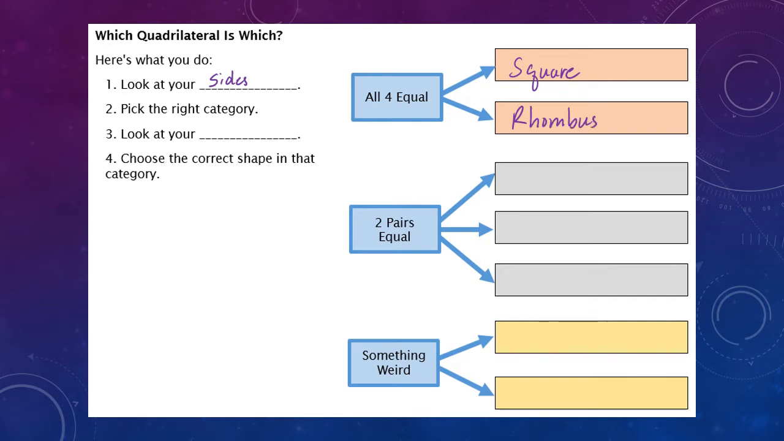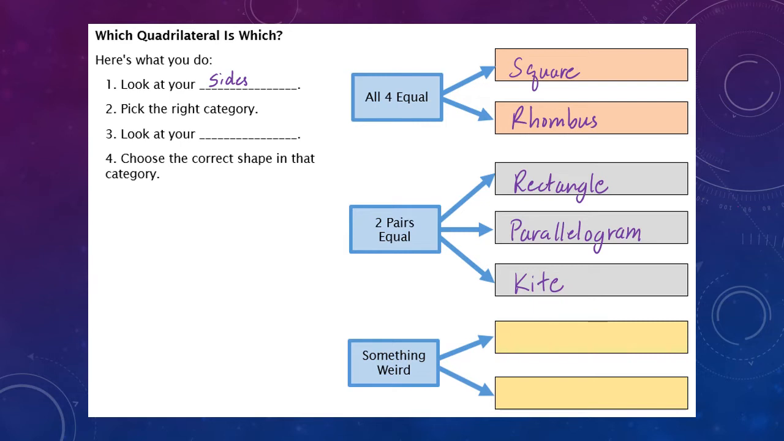So if you see that all 4 sides are equal, you are already narrowed down to 2 options. It's either a square or a rhombus. There are 3 quadrilaterals that have 2 pairs of equal sides. They are rectangle, parallelogram, and kite. So if you are given information and you see that you have 2 pairs that are the same, but not all 4 the same, then you're narrowed down to 3 options. It's either a rectangle, parallelogram, or kite.